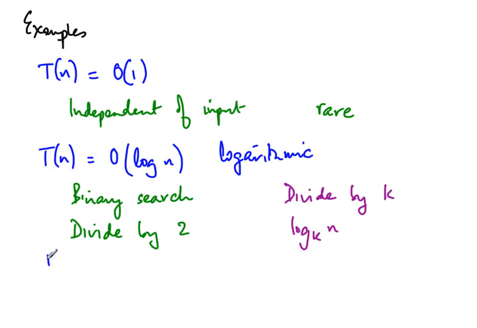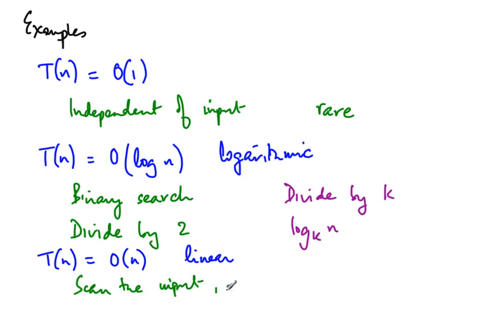A third category which is common is linear. So we say t of n is O of n, this is the linear set of problems. In these problems, you essentially have to scan the input, but scan it a fixed number of times, typically once, but maybe twice or thrice, but the number of scans doesn't depend on the length of the input. And an example of this is one which we have already seen.